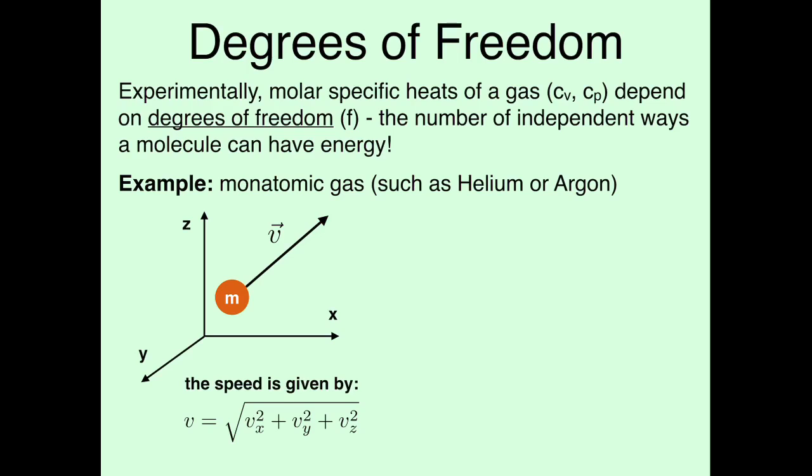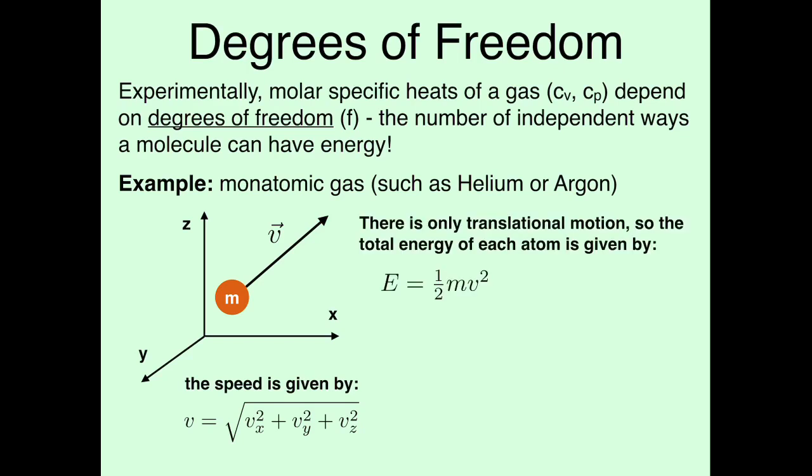So I'm going to start by reminding you that if we know the x, y, and the z velocity, we can calculate the speed. It's basically the Pythagorean theorem. So the speed, v, is the square root of vx squared plus vy squared plus vz squared. That's how we calculate speed.